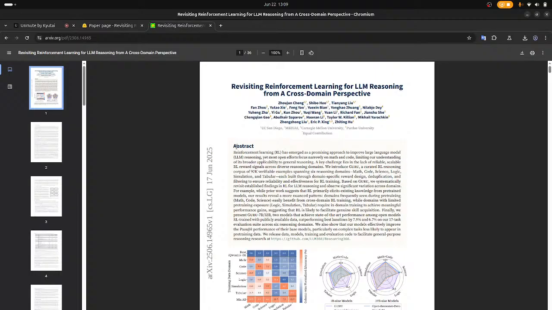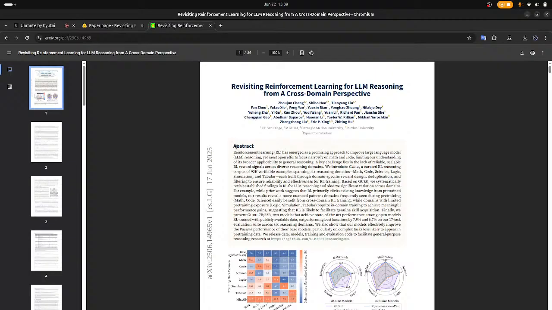So I know that they had logic and simulation. So simulation was... oh, here it is, base model, and then you're saying there's 0.